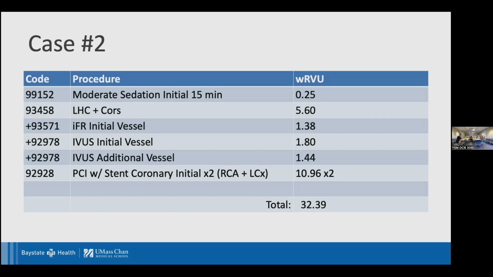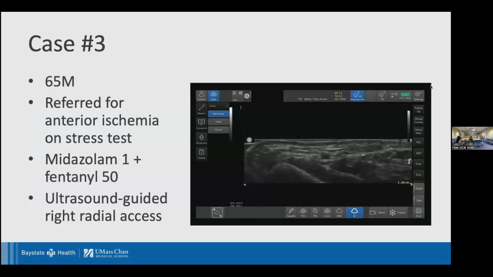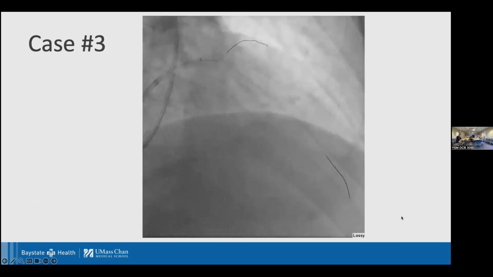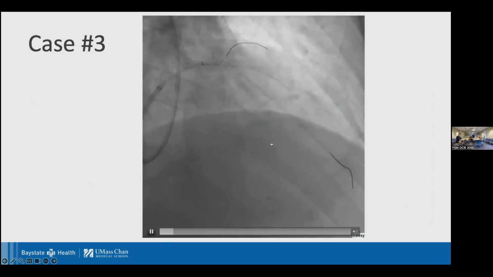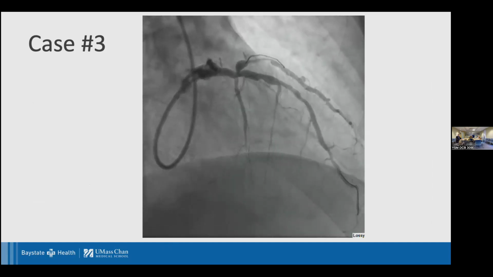Okay, I'm going to jump on to another case. This is an outpatient. 65-year-old gentleman, seems to be a theme, referred for anterior ischemia on a stress test. Bring him to the cath lab, midazolam 1 and fentanyl 50 for moderate sedation, ultrasound guided right radial access because it's really small. You can see it is present, it is accessed. And here's the angiogram, left heart. Yes, it's injecting through a guideliner.